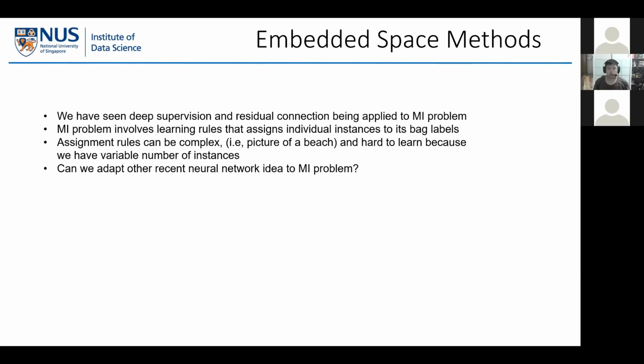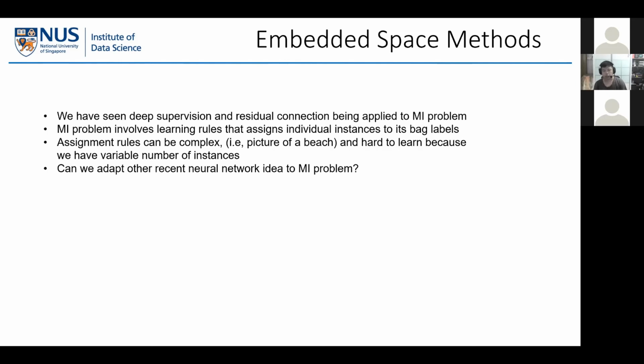So far we have seen deep supervision and residual connections being applied to the multiple instance learning problem. And if we look back at what multiple instance learning really is, it involves learning rules that assign individual instances to their bag labels. These rules might be something that you approximate with neural networks, so not necessarily interpretable. It may be something that you have domain knowledge about, so you can use the multiple instance learning assumption and begin the learning process on the instance level. But in most cases, the assignment rules can be complex.